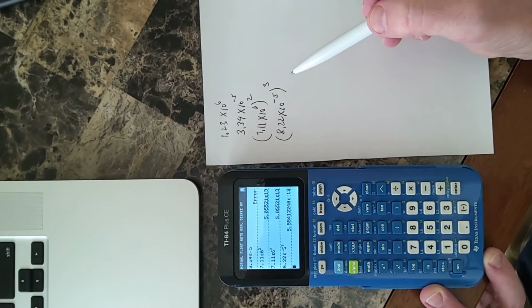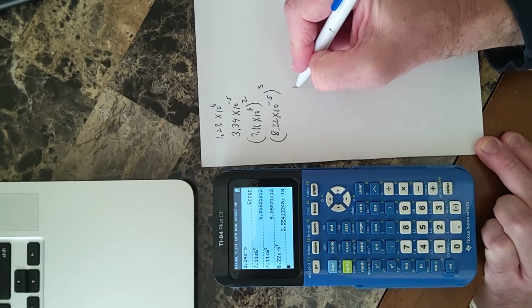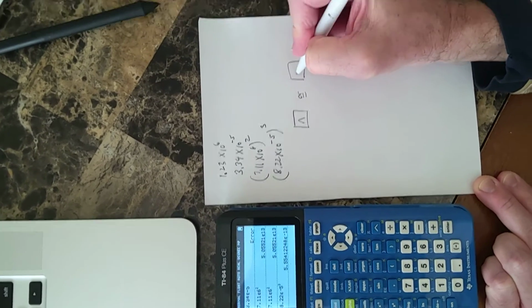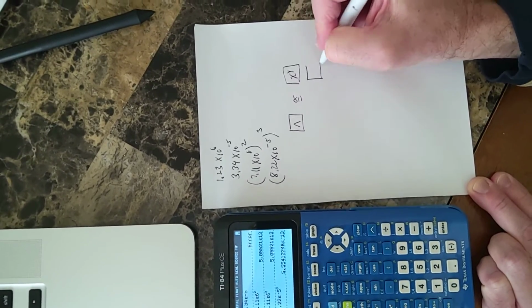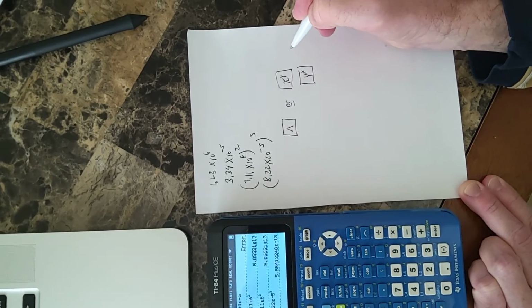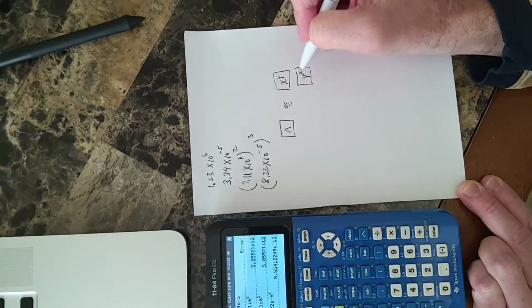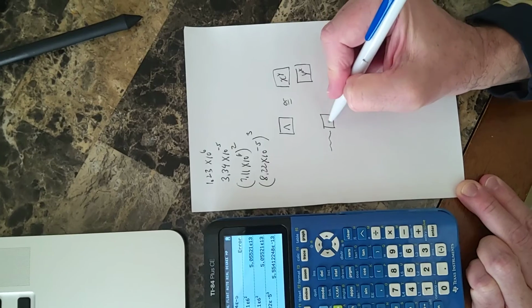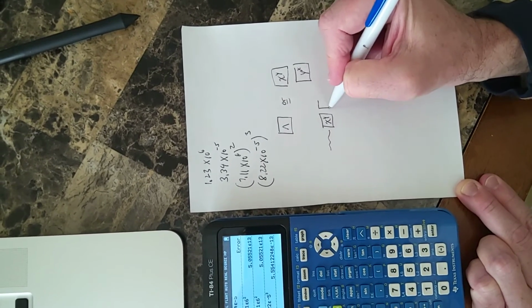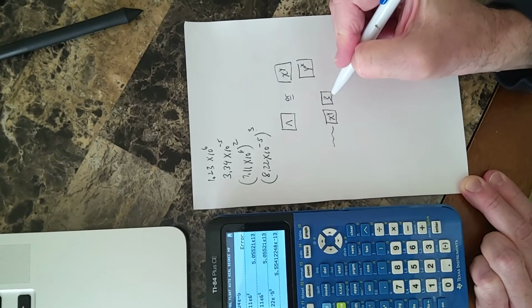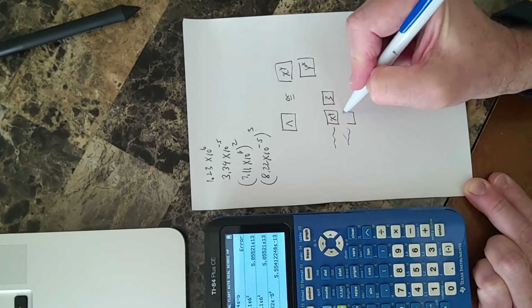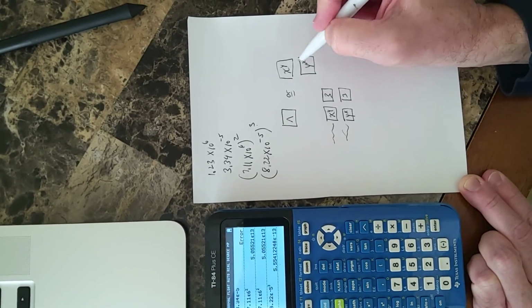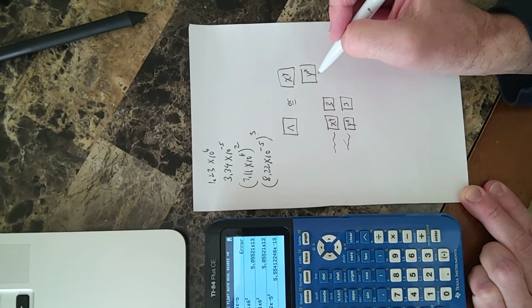For some of you, instead of the caret, you might have a button that looks like this. It'll be x to the y, or it'll be y to the x. It all depends on the brand. This button and this button work exactly the same way as the caret button. You type in your number, you hit this, let's say it's x to the y, and then you immediately type in your exponent. In this case, it would just be 3. If you have this button, you do the same thing. Again, which one you have depends on your brand or your model, but these three buttons all work the same way.